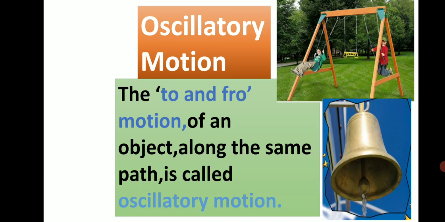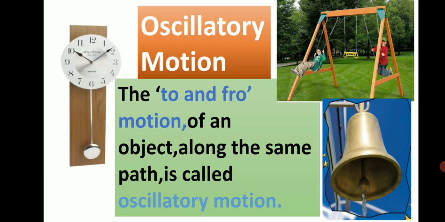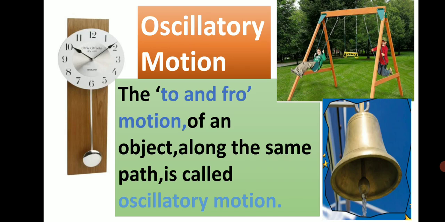Now students, it's time to learn about oscillatory motion. Oscillatory means the to and fro motion. So we can say the to and fro motion of an object along the same path is called oscillatory motion. The movement of the pendulum in a pendulum clock, the swing of a child, and the movement of a bell are examples of oscillatory motion.